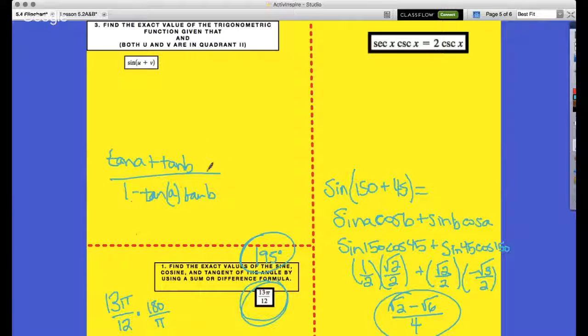Okay, so again, once I plug this in, A would be the 150, right? So we're going to plug 150 in. B would be the 45. Okay, A is 150, and B is the 45.